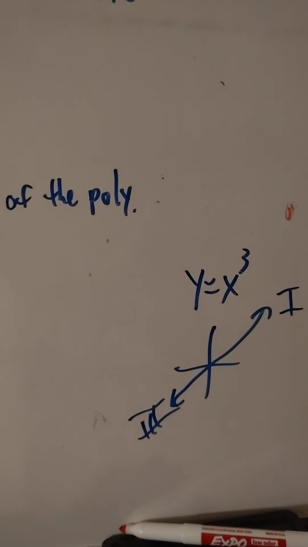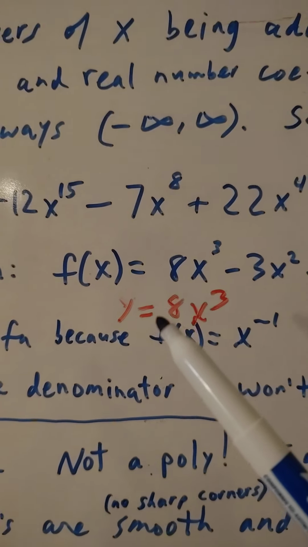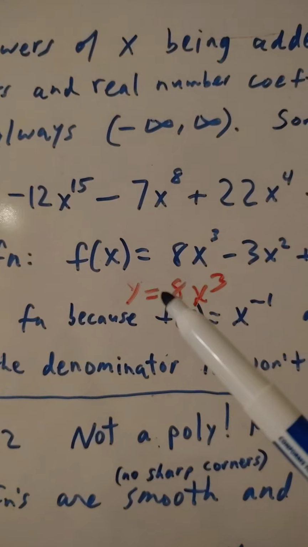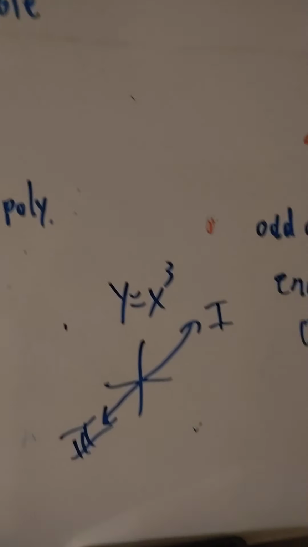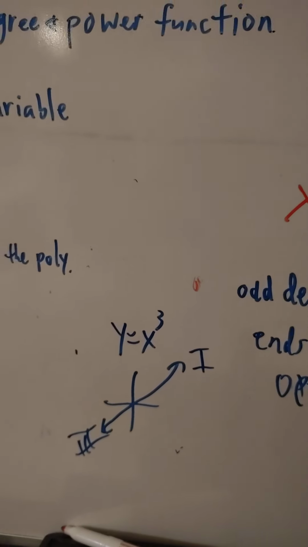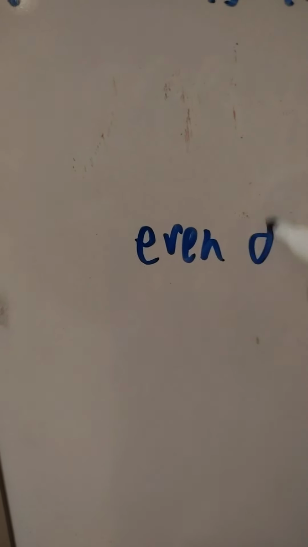By the way, if your power function's coefficient is negative, the ends will still go in opposite directions, but through the second and fourth quadrants. Okay, what about if your power function is of even degree? What happens if it's an even degree power function?